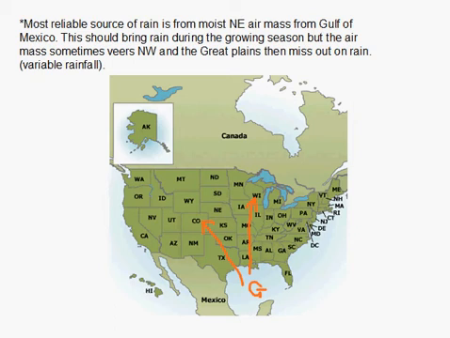This air mass carries moisture to Colorado, Kansas, and Oklahoma. And therefore, when this air mass is diverted, then the rains do not come. This is another explanation of variable rainfall.